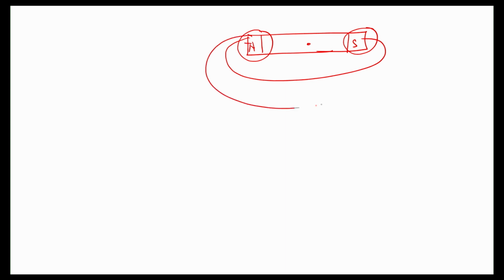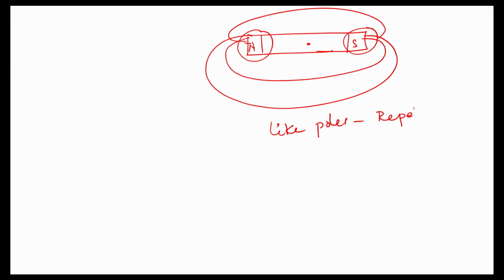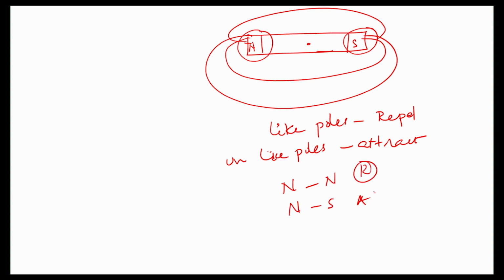The magnetic lines of force start from the north pole and go to the south pole. The importance of these magnetic lines of force is that they are smooth curves and they won't intersect each other. That is very important. Like poles repel and unlike poles attract: between north and north there is a repulsive force, between north and south there is an attractive force. Clear? So, this is very important.